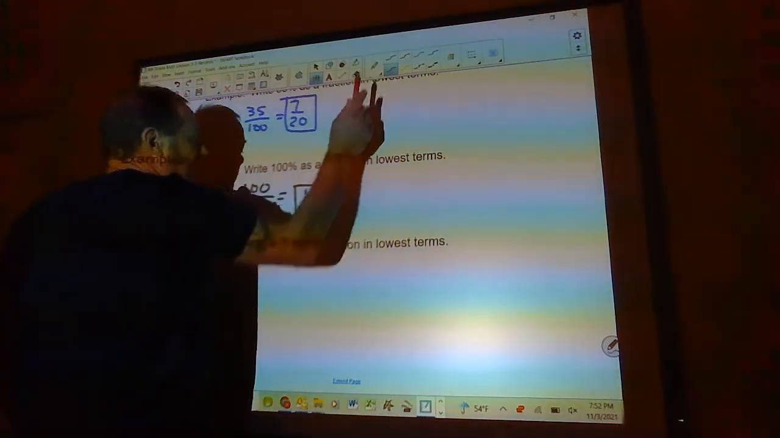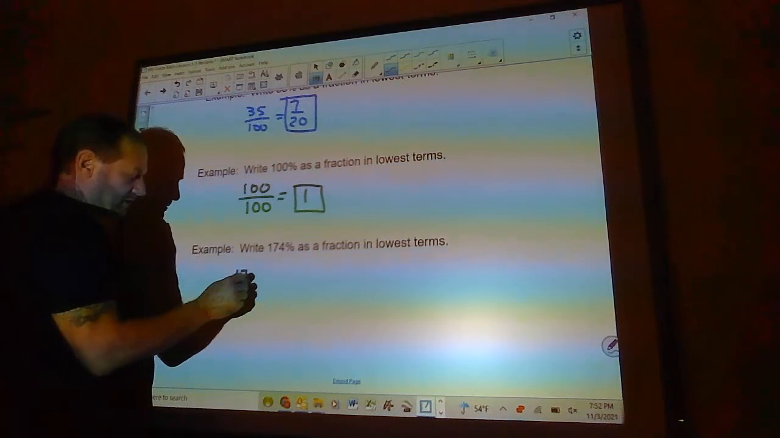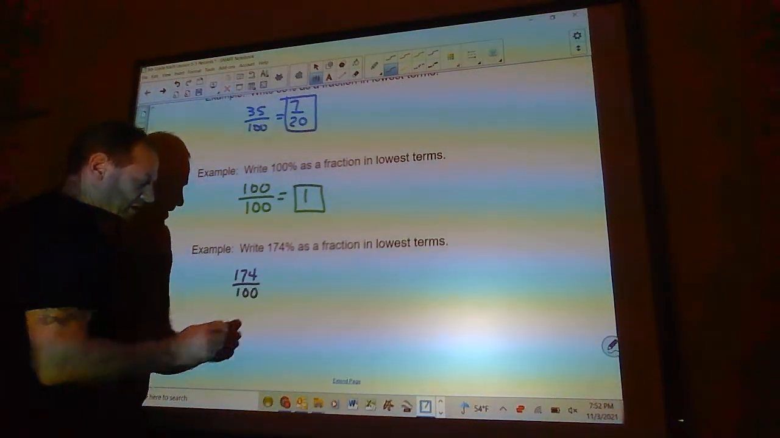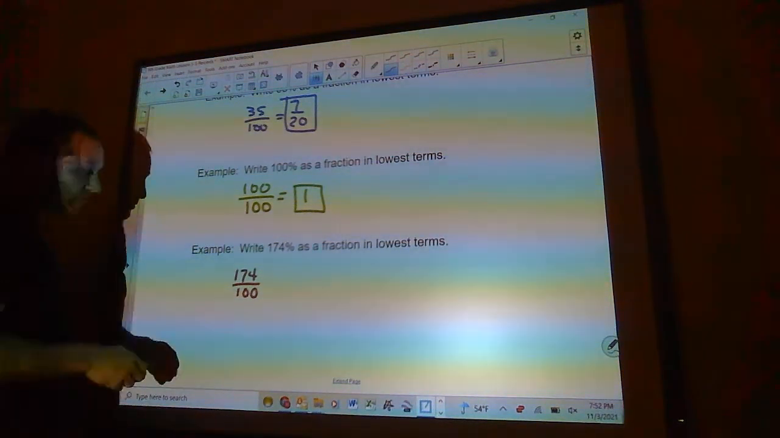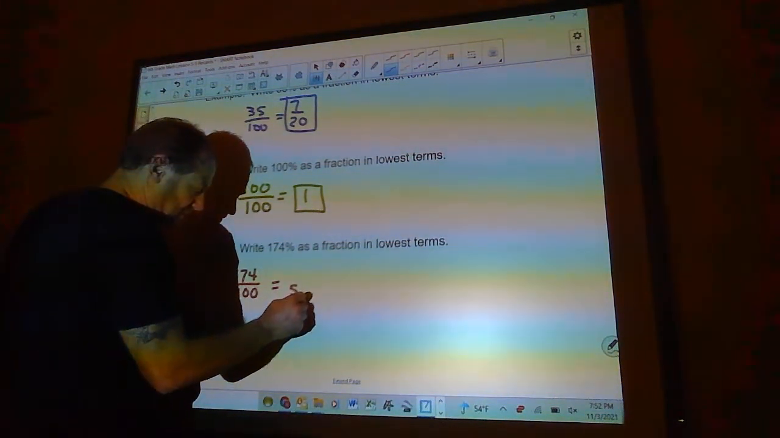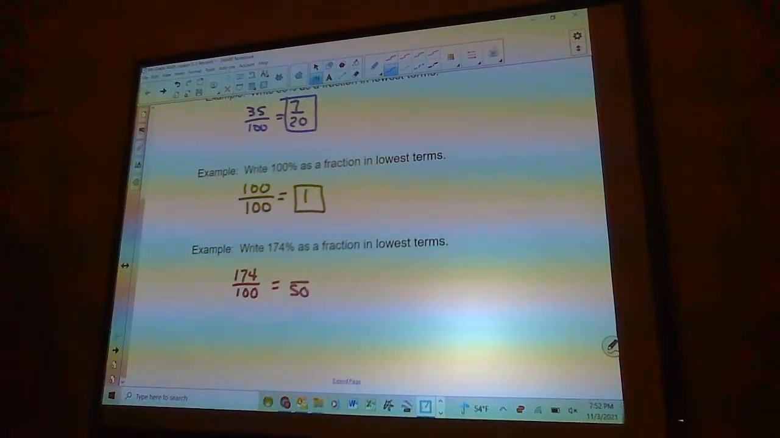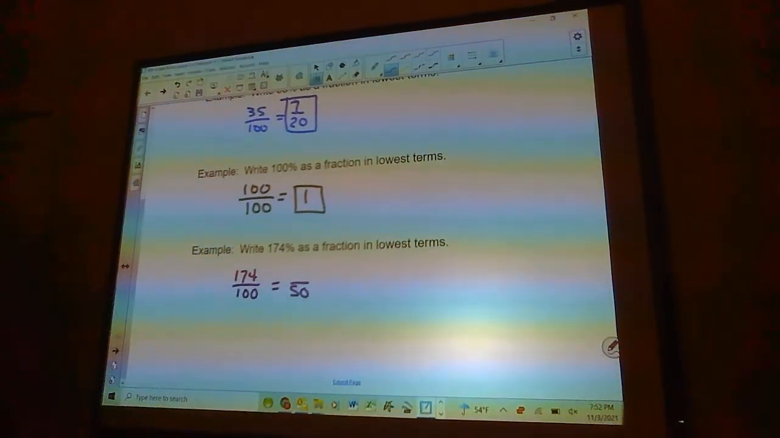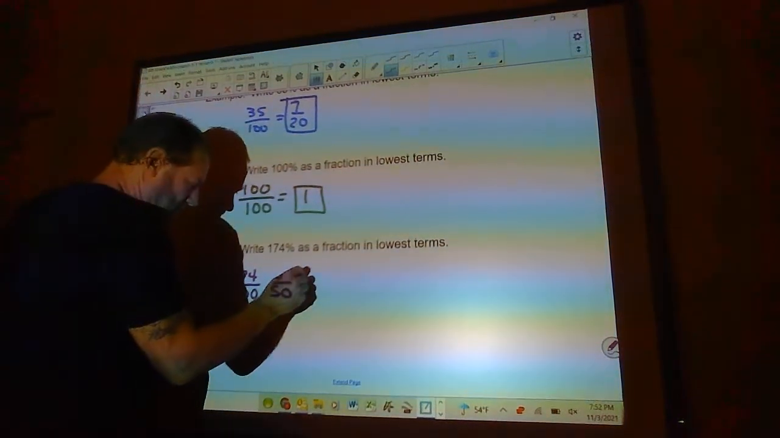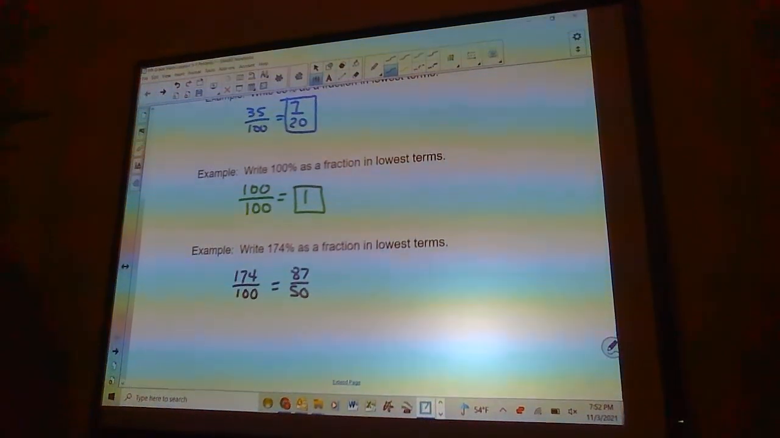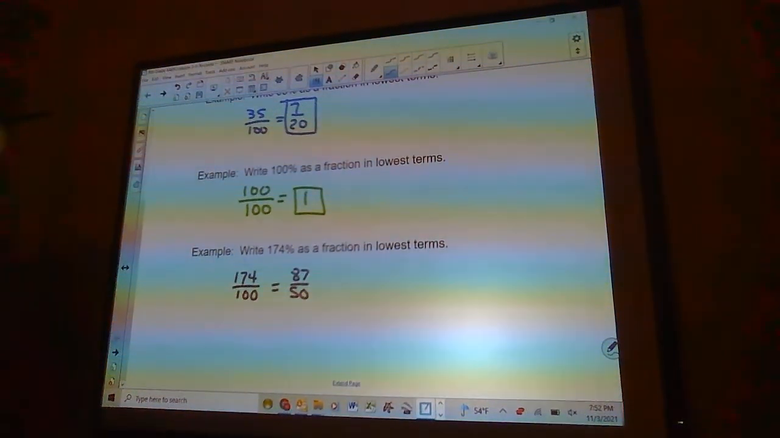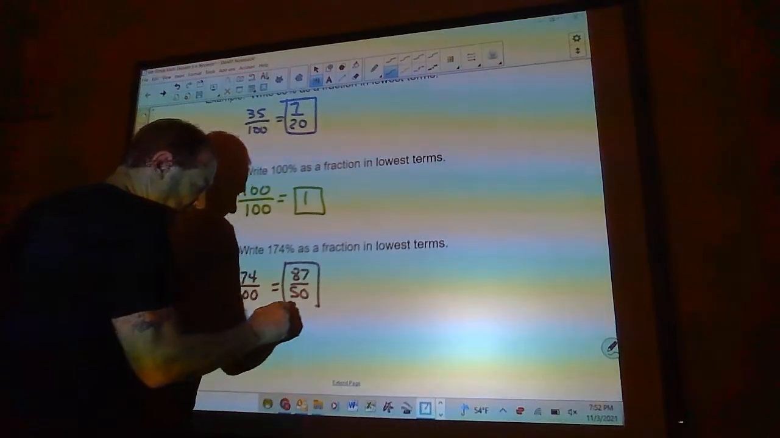Write 174% as a fraction in lowest terms. That would be 174 out of 100. Let's see, 2 will go into 174 87 times, and 2 will go into 100 50 times. I think that's as far as that's going to go, so we're just going to leave it like that: 87 out of 50.